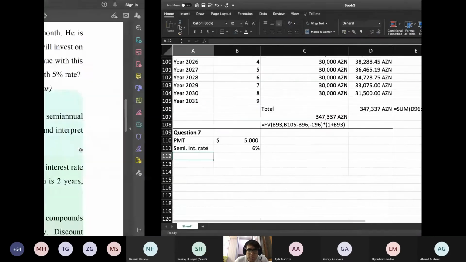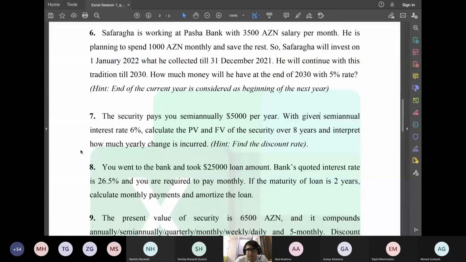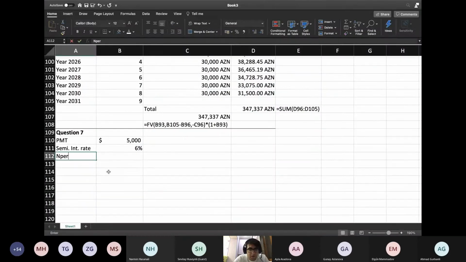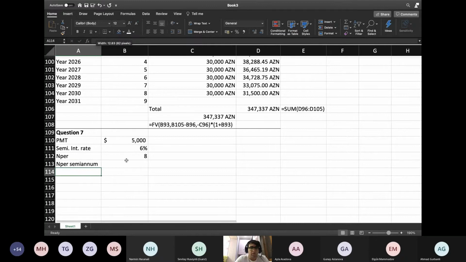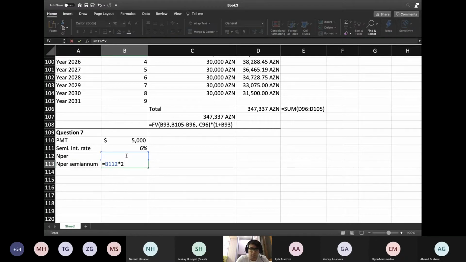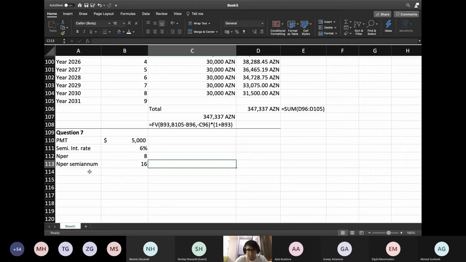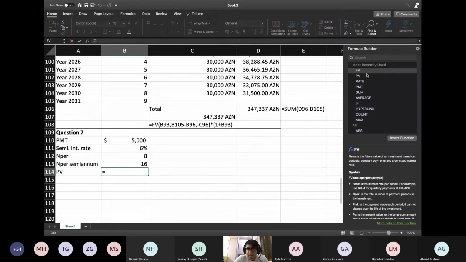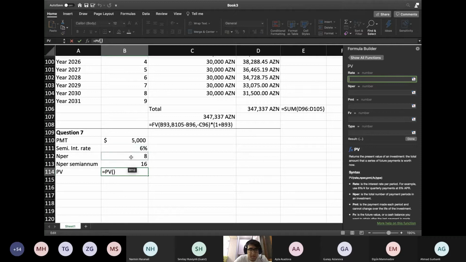6% is given, then what do we have? Over 8 years. Number of periods, 8 years. So, per annum and per semi-annum, you just multiply this by 2. There are 16 periods. So in order to find present value, go to here, type rate, semi-annual rate, number of periods. If you have to take semi-annual, you don't have to do anything with annual number of periods.